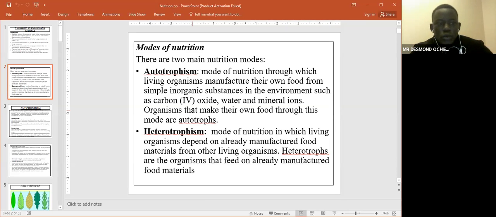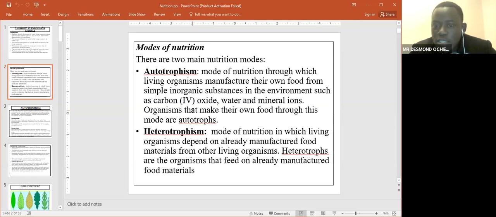Now, having looked at what autotrophism is, I just want to mention what heterotrophism is, but after this, we're going to look at each of these modes of nutrition in detail. So when you talk about heterotrophism, this is a mode of nutrition in which living organisms depend on already manufactured food materials from other living organisms.